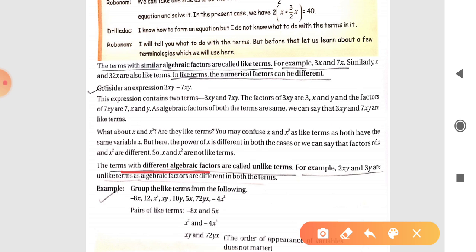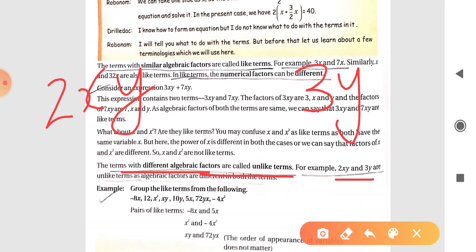The terms with different algebraic factors are called unlike terms. Next are unlike terms. The terms whose algebraic factors are different are called unlike terms. For example, 2xy and 3y. The algebraic factors of 2xy are x and y, but the algebraic factor of 3y is only y, and both are different. So these are unlike terms.